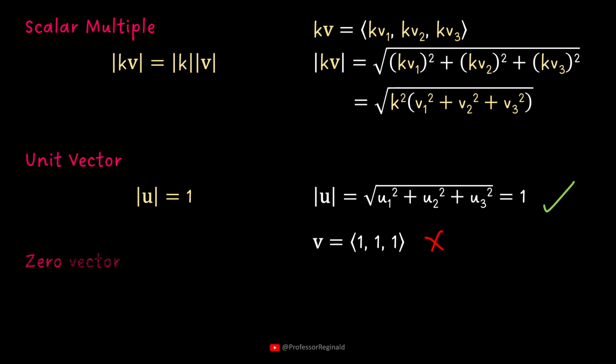Zero vector. The norm of a zero vector is equal to 0. The vector 0, 0, 0 is the zero vector because its length is equal to 0, and it has an indeterminate direction.